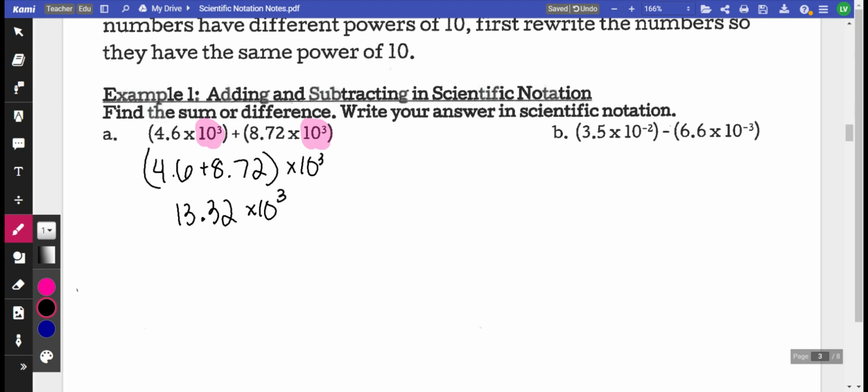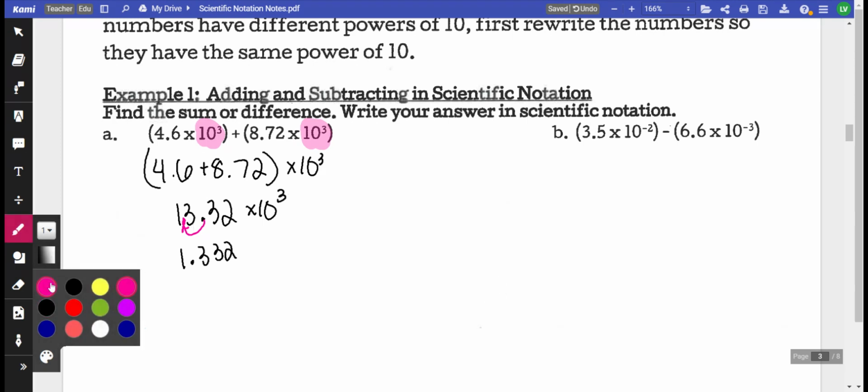So from here, I need to make sure that my answer is in scientific notation. I look at my factor, which is 13 and 32 hundredths. That number is bigger than 10. So that means that I have to move my decimal over to the left once. By doing that, that leaves me with 1 and 332 thousandths. This number is between 1 and 10, so I'm good. Because I made my factor smaller by going to the left one, I need to make my exponent bigger by adding 1. And you want to do the inverse. So if you're making the factor smaller, you make the exponent bigger. If you make the factor bigger, you make the exponent smaller. So that's times 10 to the fourth power.